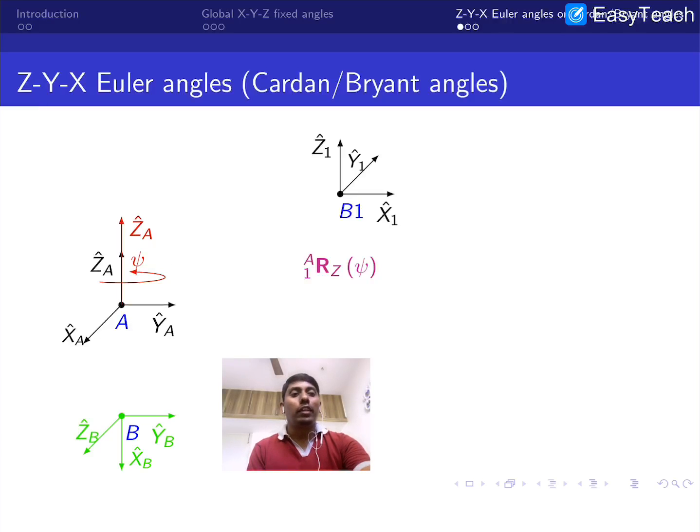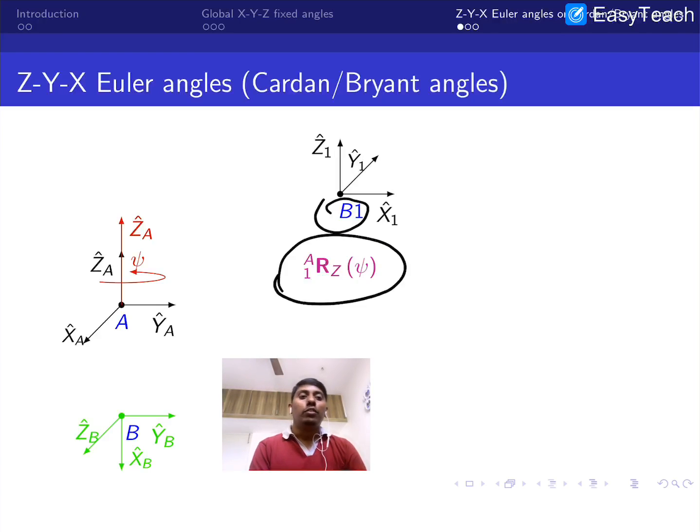So now I will get a new coordinate system. That coordinate system I call frame 1. So what operation have I done? I have done a simple Z axis rotation. So now the rotation matrix of 1 with respect to A, I can write as a simple rotation matrix about the Z axis, right?